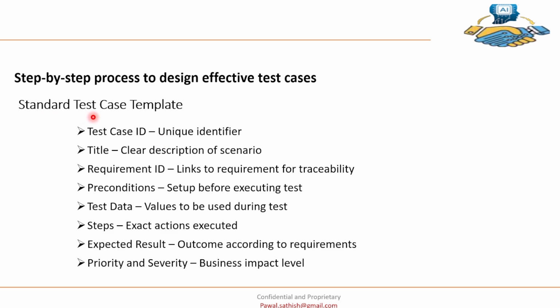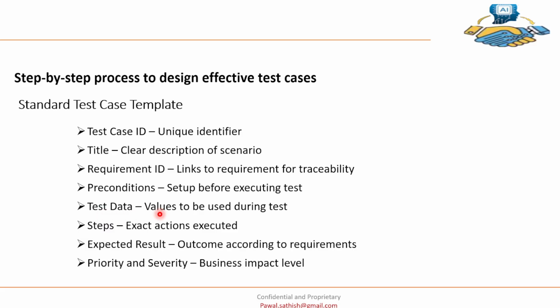This is a standard test case template. When we are writing test cases, we make sure that we have a test case ID, which should be unique, and a clear title. Then the requirement ID: we need to map it with each test case. This is useful for the traceability matrix. Then we need to give the precondition. When we are executing the test case, there should definitely be some precondition or prerequisite before executing the test. Then the test data.